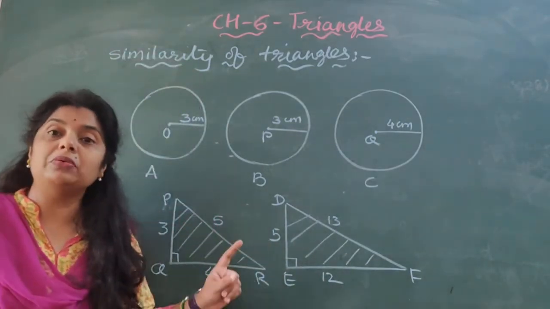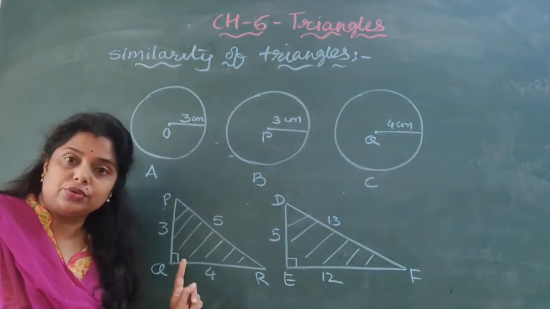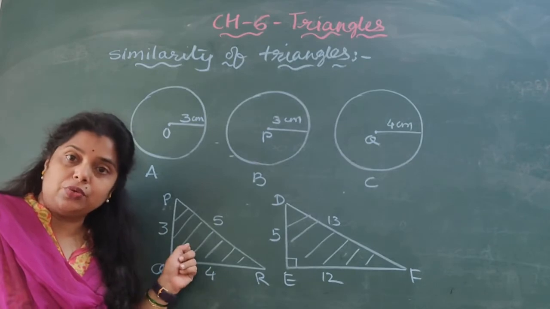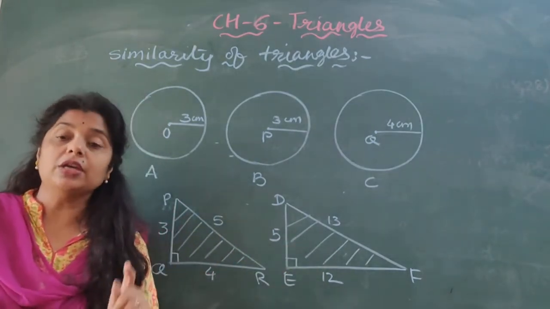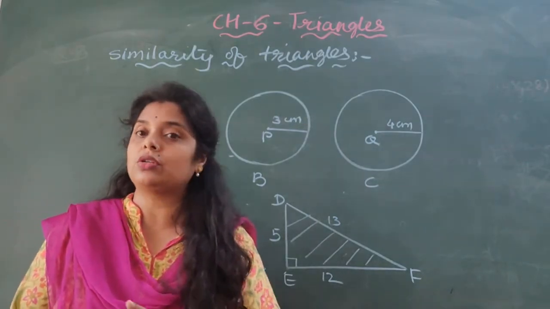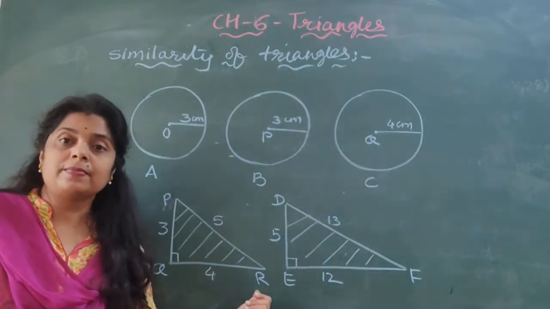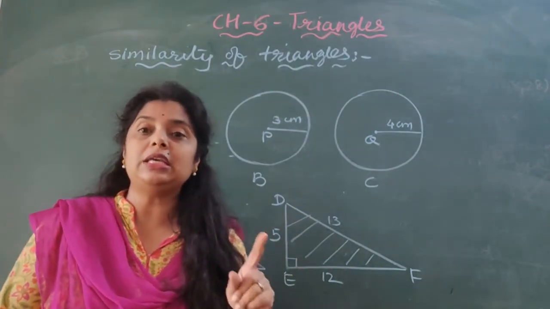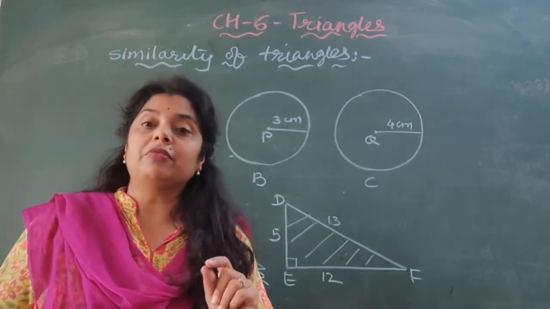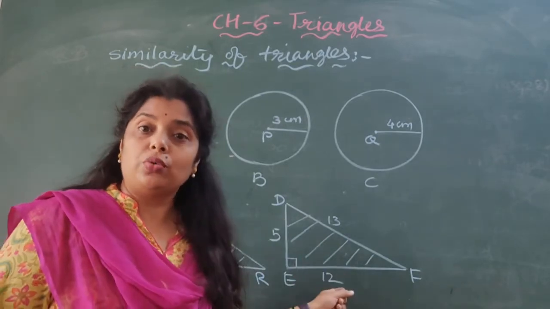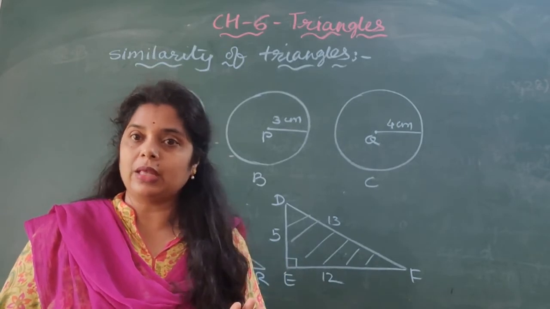same. If you find the area by using the formula half into base into altitude, the area of PQR is not equal to the area of DEF. In short, the size is not the same. Therefore, we can say that triangle PQR is similar to triangle DEF. But if anyone says that triangle PQR is congruent to DEF, then it is wrong. It is wrong. Now is it clear?